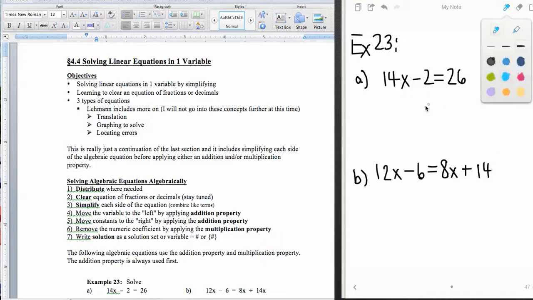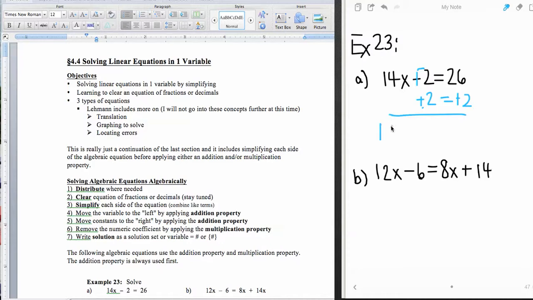So our first step is to get all of our constants together. So we see a plus a negative 2 here. So we're going to add its opposite. So we're going to add a positive 2, not just to the left side, but also to the right side. And now we have 14x on the left, negative 2 and positive 2 equals 0, and so we don't write it, and 26 plus 2, which is equal to 28.